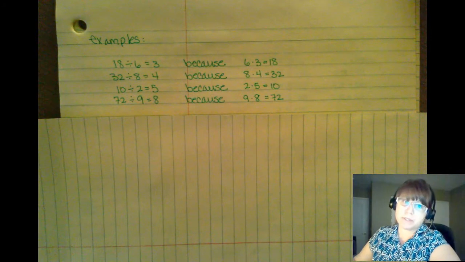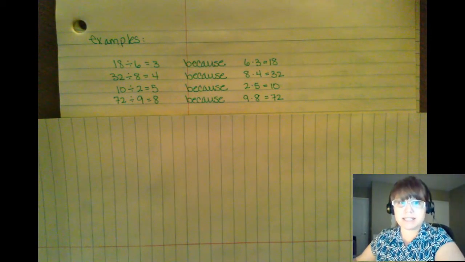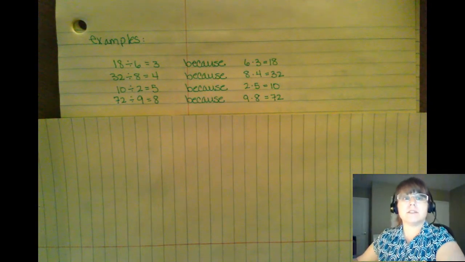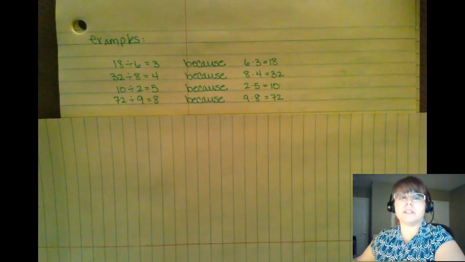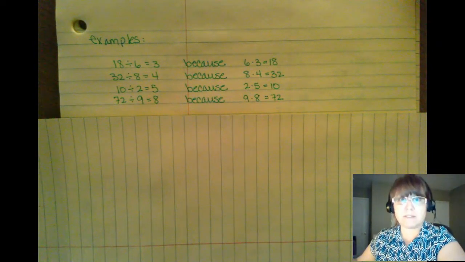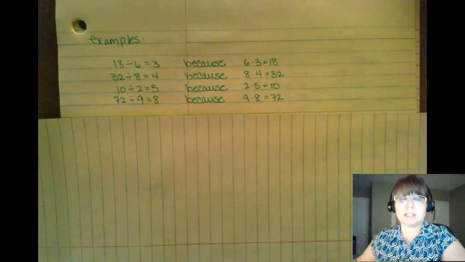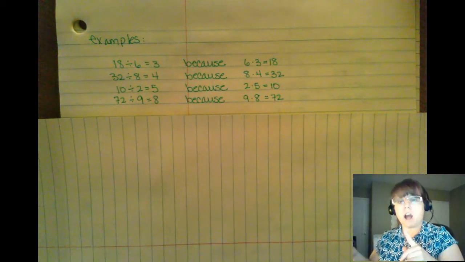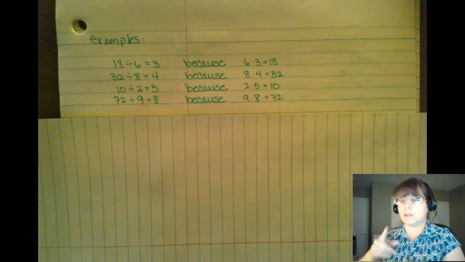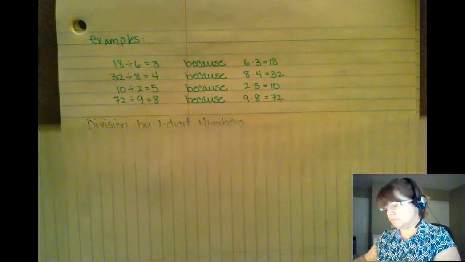Okay, I want to quickly go through some examples. 18 divided by 6 is 3, because 6 times 3 equals 18. 32 divided by 8 is 4, we already did this one, because 8 times 4 is 32. 10 divided by 2 is 5, because 2 times 5 is 10. And 72 divided by 9 is 8, because 9 times 8 is 72. So again, division is the opposite of multiplication, and sometimes it's easier to think of it in terms of multiplication and working backwards to the division problem.